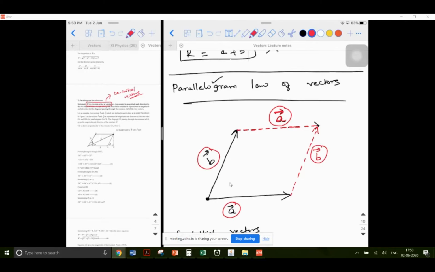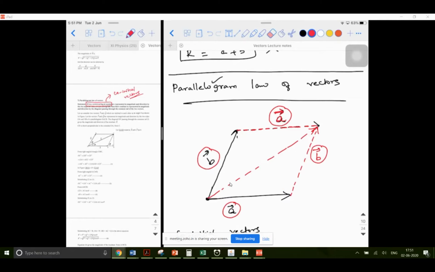Actually, we didn't have a parallelogram. But by doing the construction, we have completed the parallelogram, such that for every parallelogram there will be two diagonals. This is one of the diagonals, and there will be another diagonal like this. But what we are supposed to do is take only one diagonal for the parallelogram law of vectors.